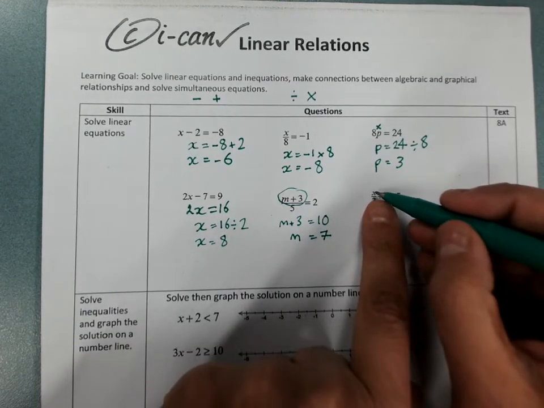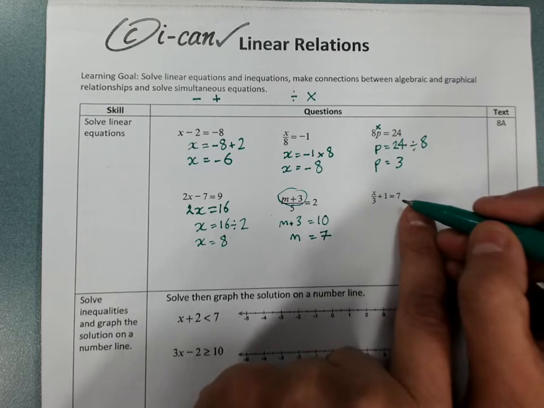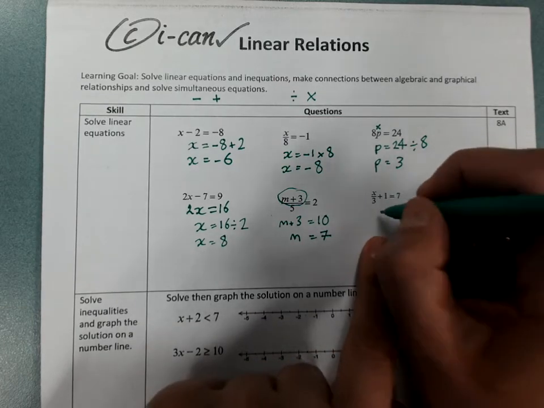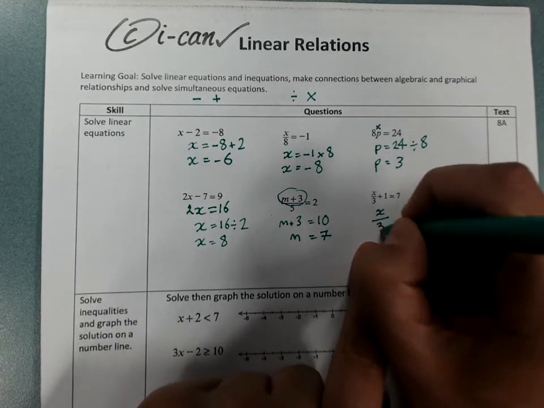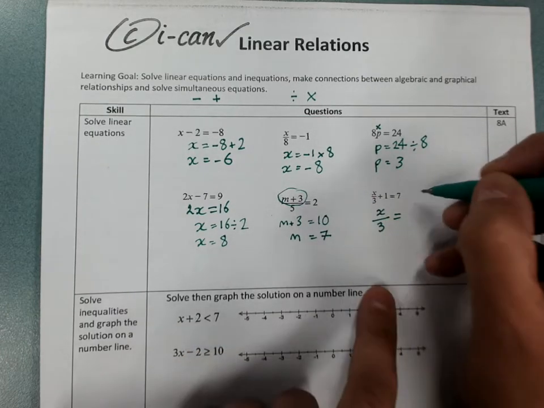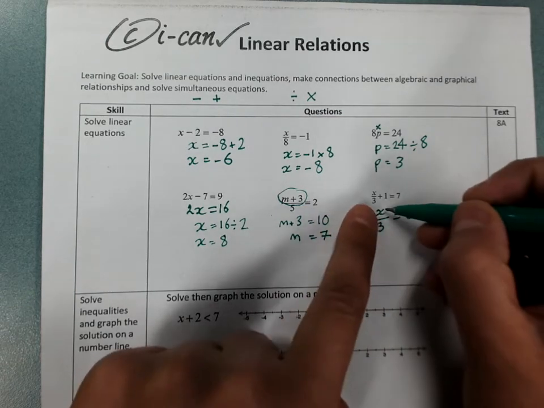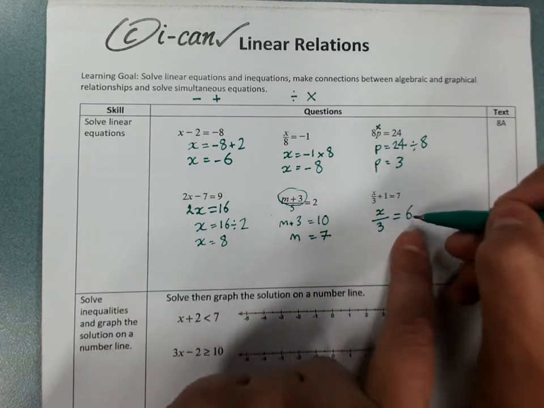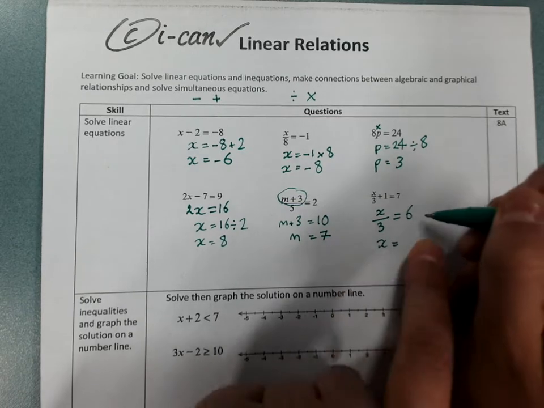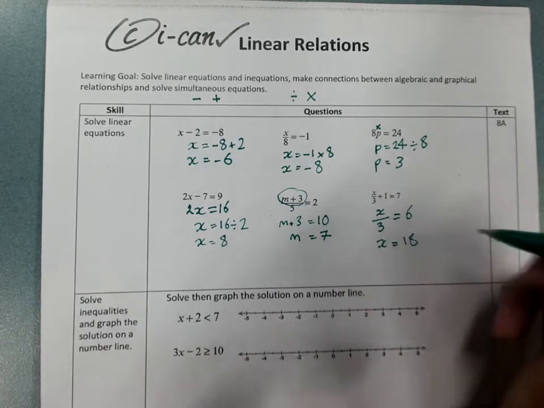I thought of a number, I divided by 3, then I added 1 and I got 7. So I'll deal with the 1 first. I keep the x over 3. I deal with plus 1 by subtracting 1. 7 minus 1 is 6. I thought of a number, I divided by 3 and I got 6. To get back to the number from 6, I times by 3, 18.